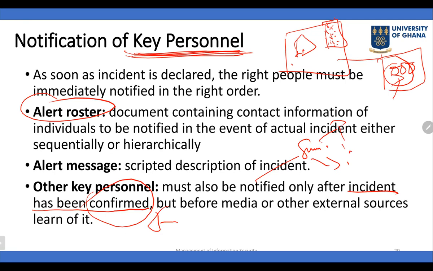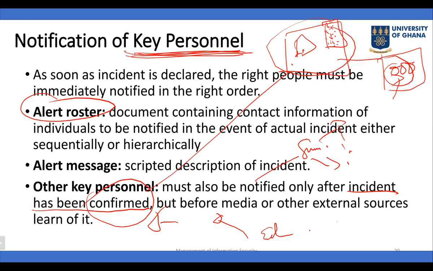And if it's a big issue, or the issue is so big, then later on you need to notify the top management. And of course, sometimes external sources, the media and all that, may also come to get information. They need to also be notified.